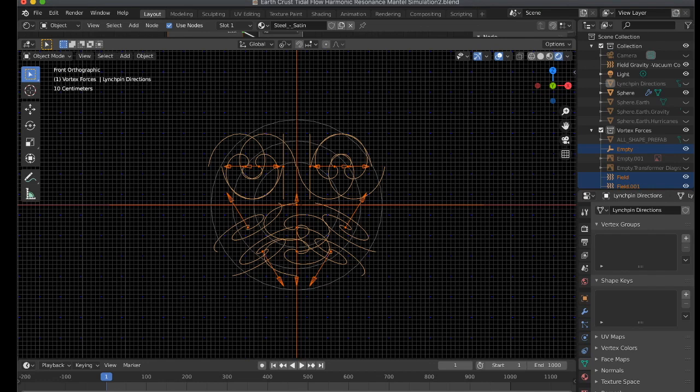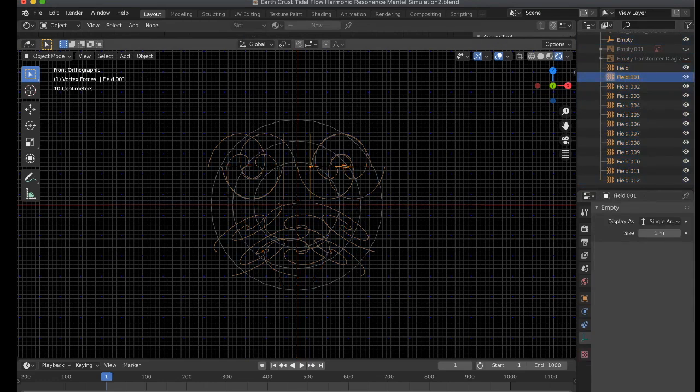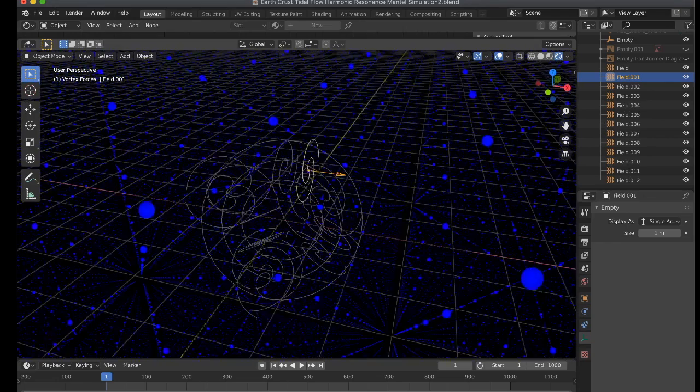In the model, for the record, there is no gravity acting. It's vortex forces acting on a particle system only, and there is one harmonic resonance force at the center of this model. In the model here we have 12 vortex forces. I'll highlight one of them so you can see what we're looking at. So there's the direction of them.